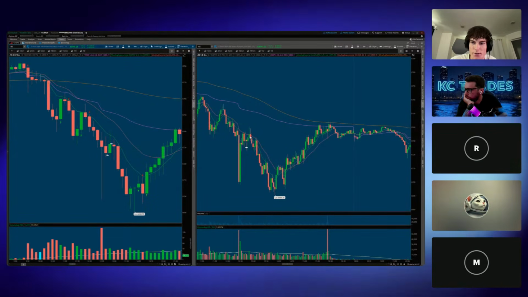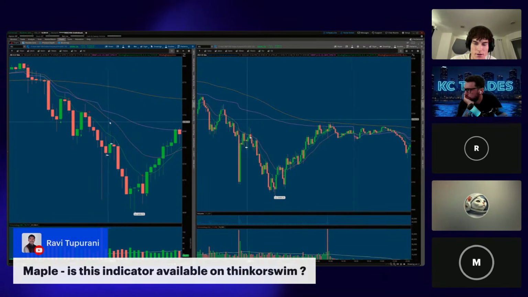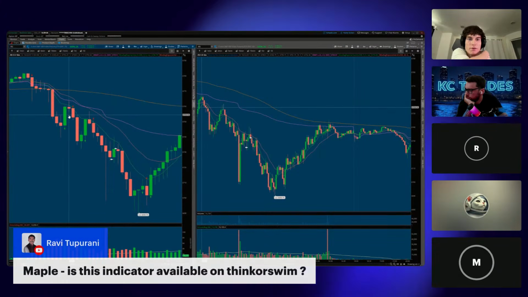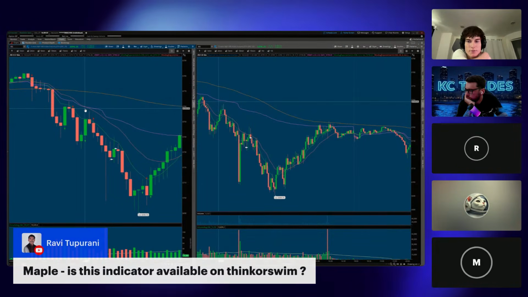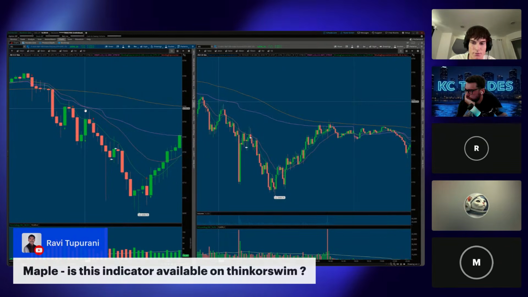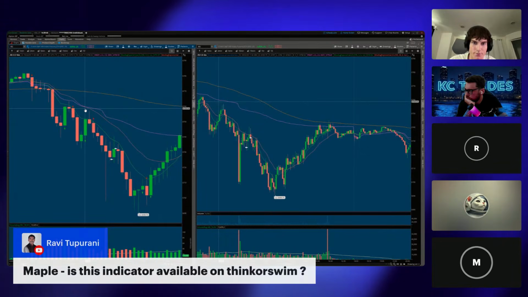Another question here. Is this indicator available on Thinkorswim? It is. I don't share it for Thinkorswim, but it is available on TradingView. You can type in CBC flip. I created it, but it was coded or scripted by Asia Rue. That's the author on TradingView.